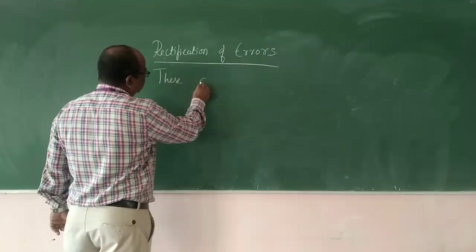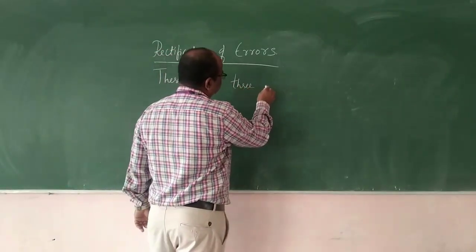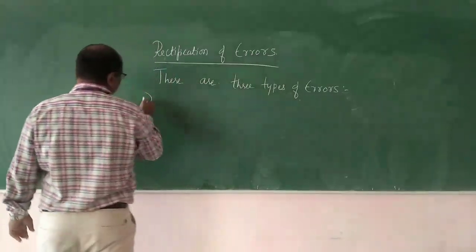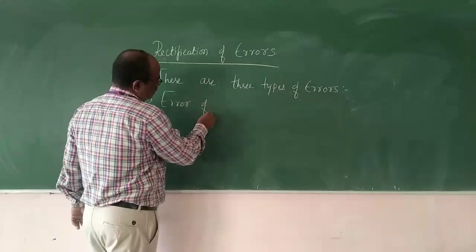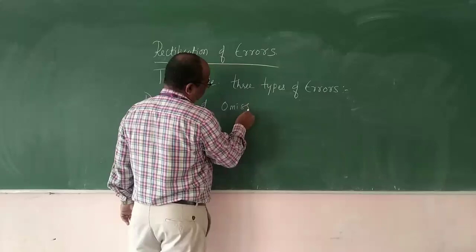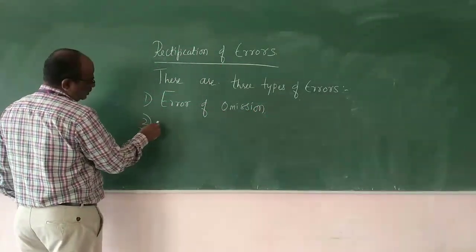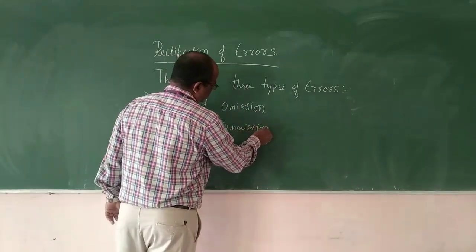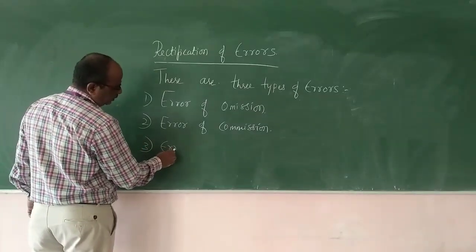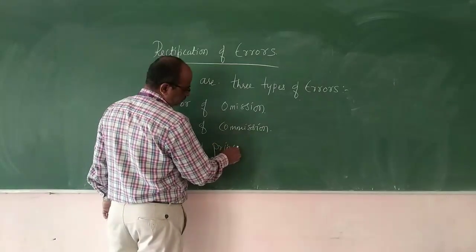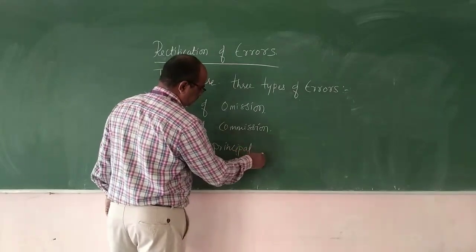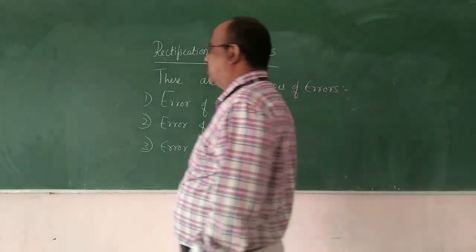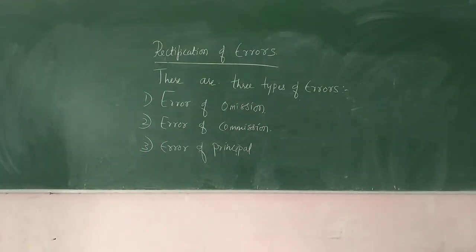There are three types of errors: error of omission, error of commission, and error of principle.